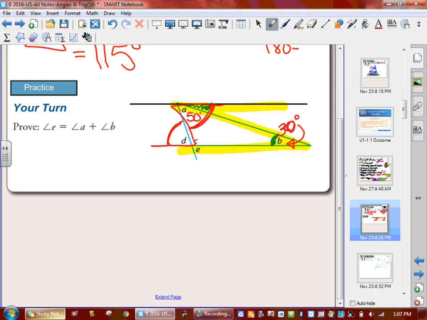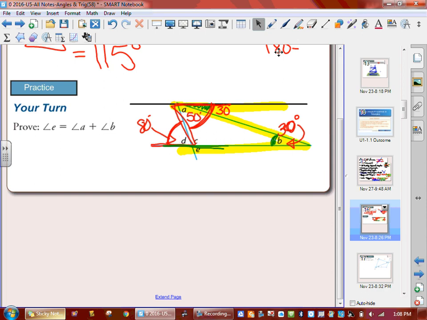So if B is 30 degrees, that means this little chunk up here is 30 degrees. So then how big is this full angle altogether? 80. Now, if this part up here has an alternate with D, that means D is 80 degrees. Now, what do I know about the letter D and the letter C?